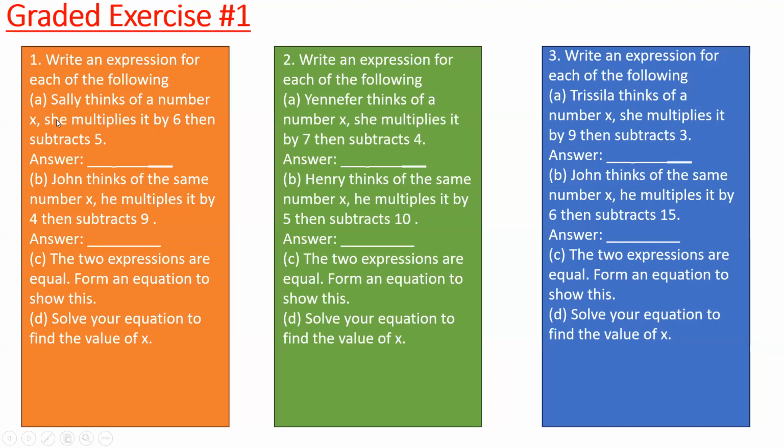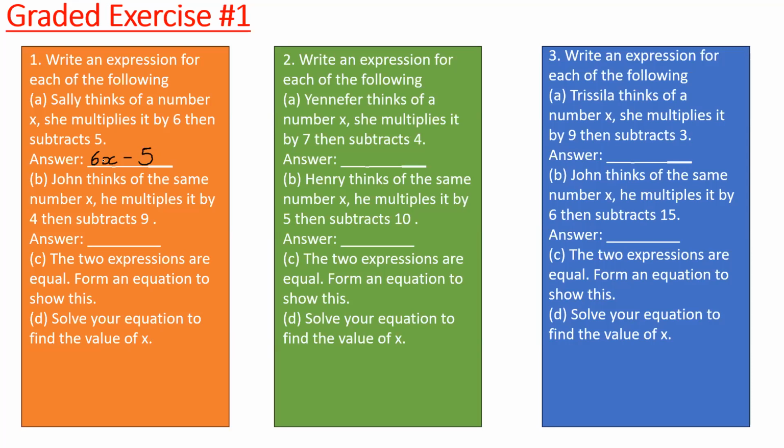Very good. So how are we going to get this answer? She thinks of a number X, multiplies it by 6 and subtracts 5. What are we going to do for that one? I put 6x minus 5. Very good. So 6x minus 5. Good. Anyone else got that answer? 6x minus 5. Yes, sir. I did. Very good. 6x minus 5.